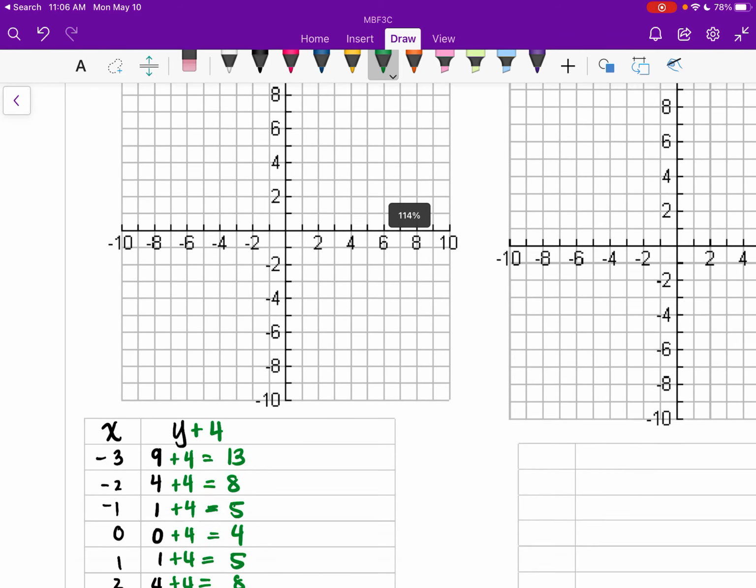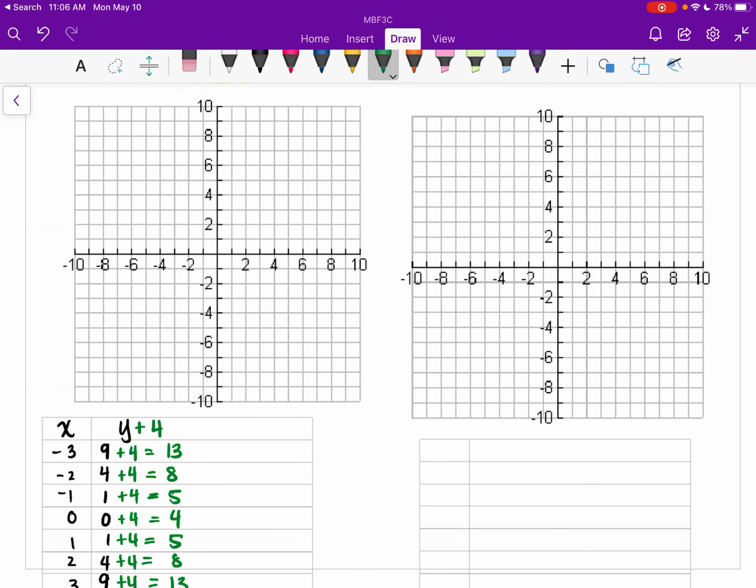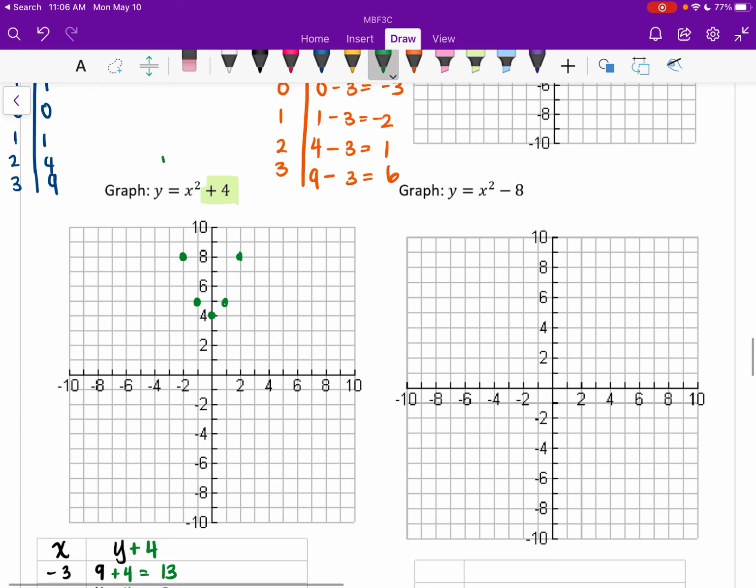So I'm just going to put in my dots. My -3 is actually going to be off the chart, so I'm just going to leave it. I'm going to go up to -2, 8. Sorry, -1 is going to go up to 5. 0 is going to go up to 4. 1 is 5, 2 is 8, right? And then theoretically 3 would be off the chart, so it'd look something like that. Okay.